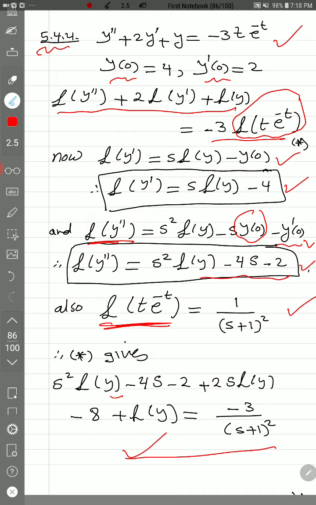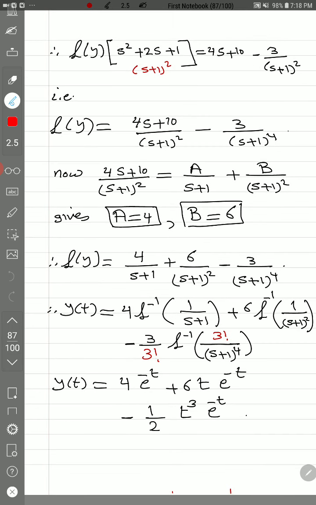Okay. We take again L y as a factor, and we take all the others on the other side. So what happened here? This is what I did. I take L y as a factor. I get here s squared plus 2s plus 1, and we can write it as s plus 1 to the power 2. Very easy. And here two terms, 4s plus 10 minus 3 over s plus 1. Then I write this as s plus 1, then I divide the other side. So I get this one when you divide it by that one. So you get this one, and here it will be to the power 4 because you divide by it.